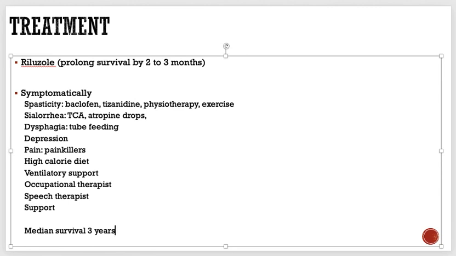There are many other degenerative conditions: progressive muscular atrophy, primary lateral sclerosis, as I told you, and spinal muscular atrophy. Spinal muscular atrophy is basically a pediatric condition with a lower motor neuron type of lesion, and most of the babies die within the first year of life, or some at the second year of life. So that's all about this condition, amyotrophic lateral sclerosis.